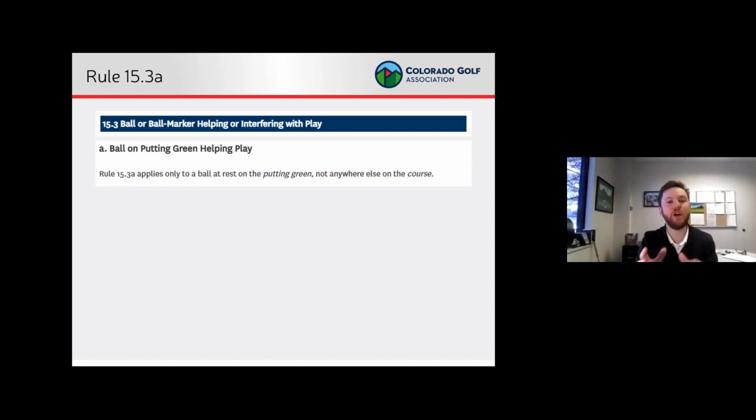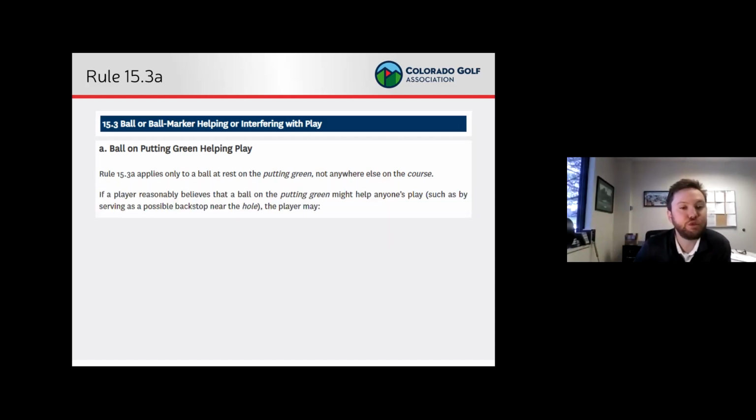So very consolidated to a specific area of the course, the putting green that you or the people you're playing with, whether it's an opponent or other playing stroke play, it's on the putting green here. So 15.3 is very consolidated to the putting green. So when we're talking about this, just think putting green for right now. So if a player reasonably believes that a ball at rest on the putting green might help anyone's play, such as by serving as a possible backstop near the hole, the player may.